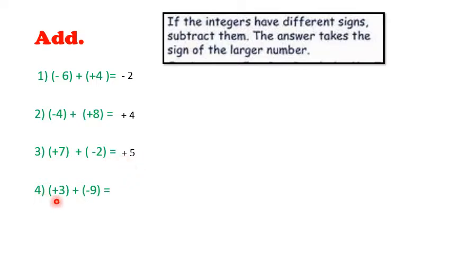In the last example, I have positive 3 plus negative 9. The integers have different signs, so I will subtract them. I'll subtract 3 from 9, and the answer will be 6. And I will take the sign of the larger number. That means I will take the negative sign. So the answer will be negative 6.